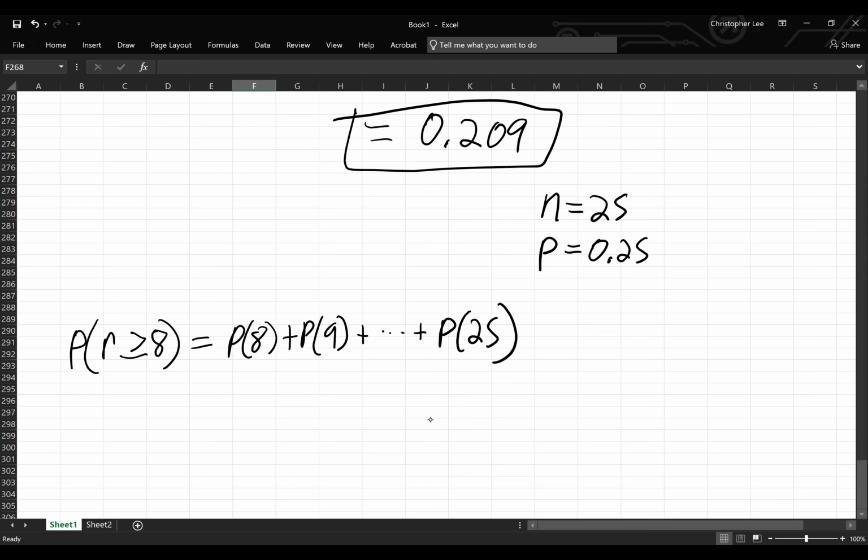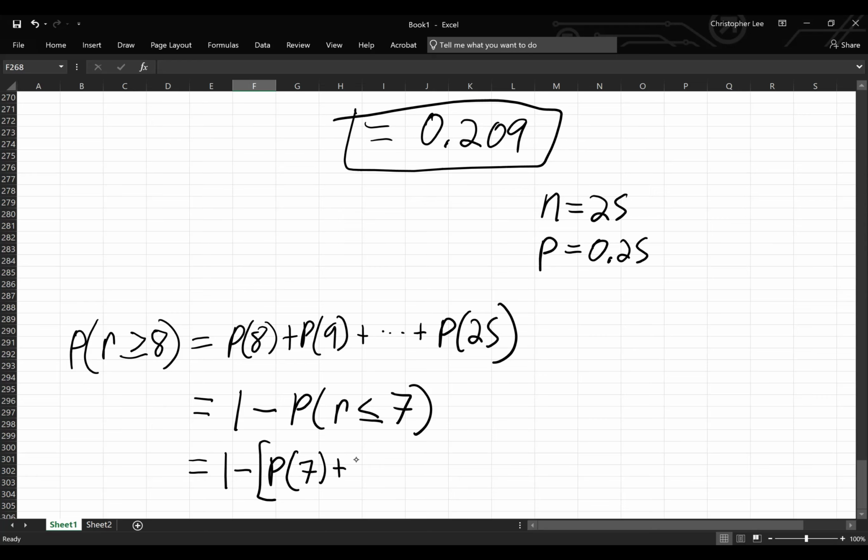Now, remember, we can also do this in the calculator, right? To do this in the calculator, though, the calculator cannot calculate greater than or equal to. It only understands less than or equal to. So we can do the complement of this and say 1 minus the probability of r less than or equal to 7, right? So what is that? That's going to be 1 minus the probability of 7, put a bracket here, plus the probability of 6, plus, you get the idea, all the way down to the probability of 0.